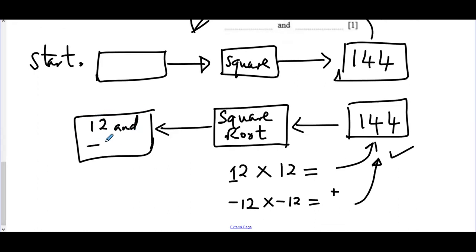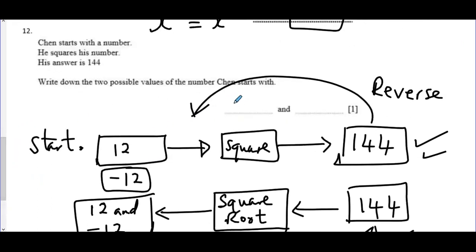and negative 12. These are two possible numbers, which when you square, let us try 12 squared, meaning 12 times 12 is 144. Tick. How about negative 12 squared? Negative 12 squared means negative 12 times negative 12, you get 144? Yes, you get 144. So the two numbers are negative 12 and positive 12. These are two possible values of the number that Chen is starting with.